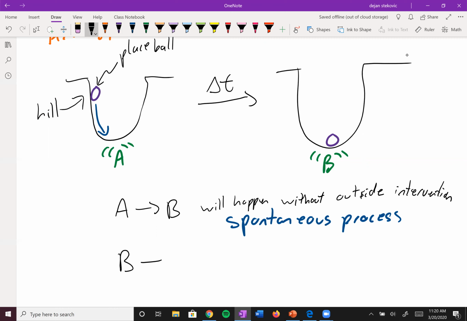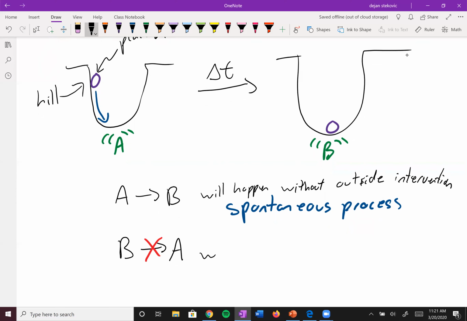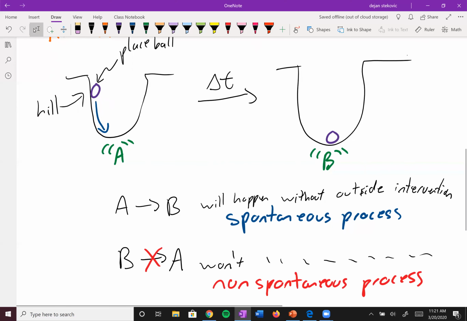But what about B going to A? Up here, will the ball spontaneously roll up the hill by itself? Most of you should be able to answer no. A ball will not roll up a hill by itself. In this type of example, this won't happen without outside intervention. Yes, if you go from the outside and put the ball up the hill, that can happen, but it won't happen by itself. So this is what's known as a non-spontaneous process.